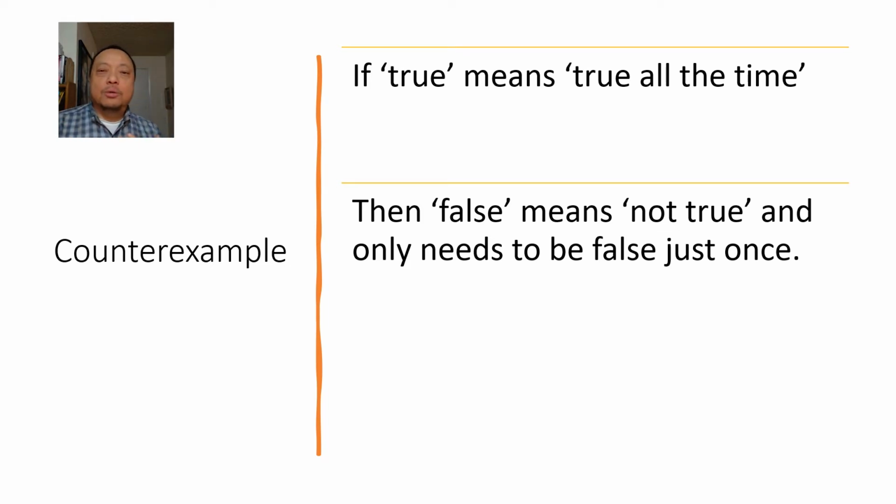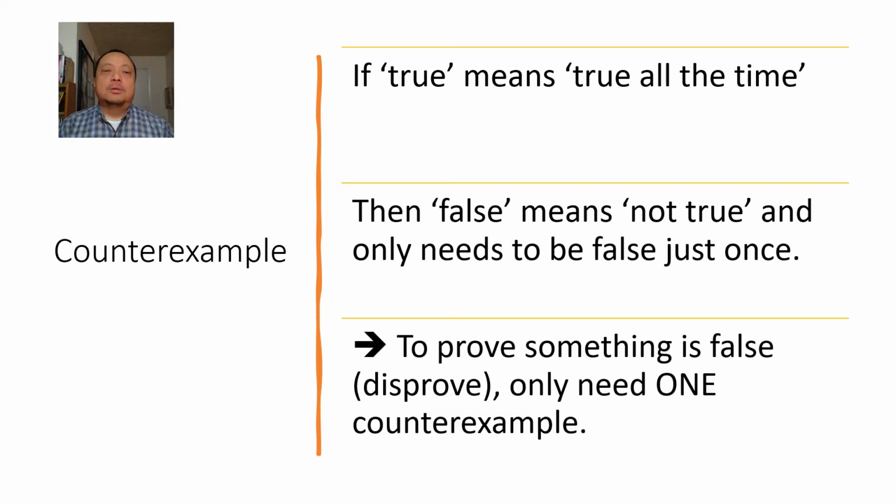I sometimes tell this story in class. Mom would often say that she loves all her children equally. What would make that statement false? Does she have to love all her children unequally? No. It only takes one favorite child. To prove something is false, to disprove something, all we need is one counterexample.